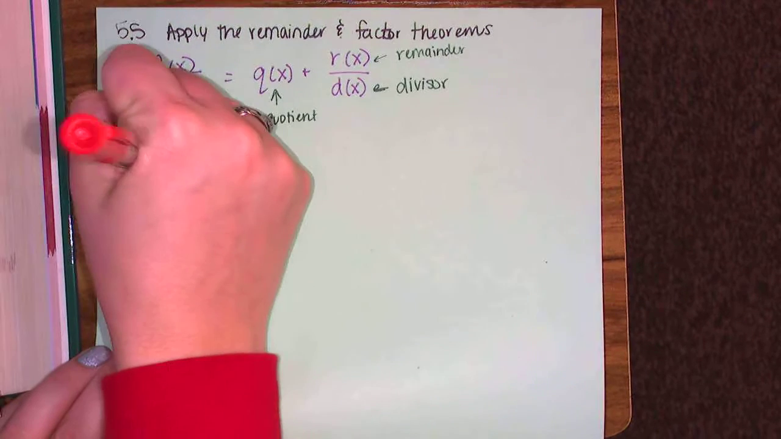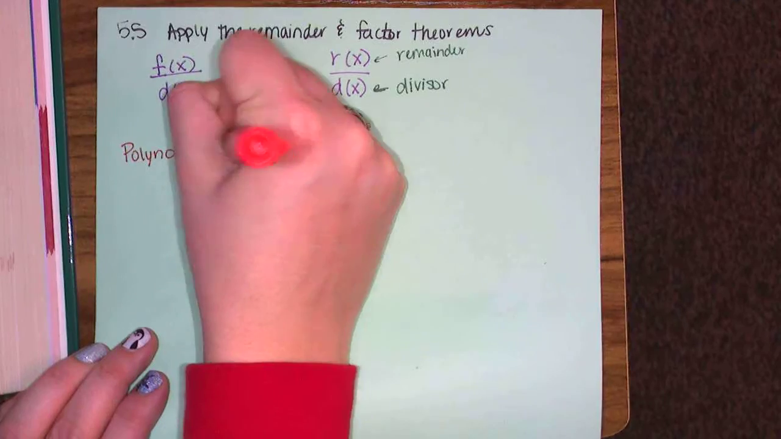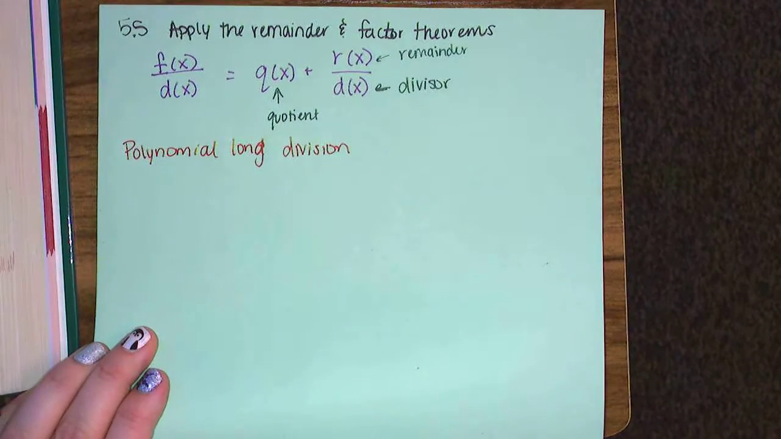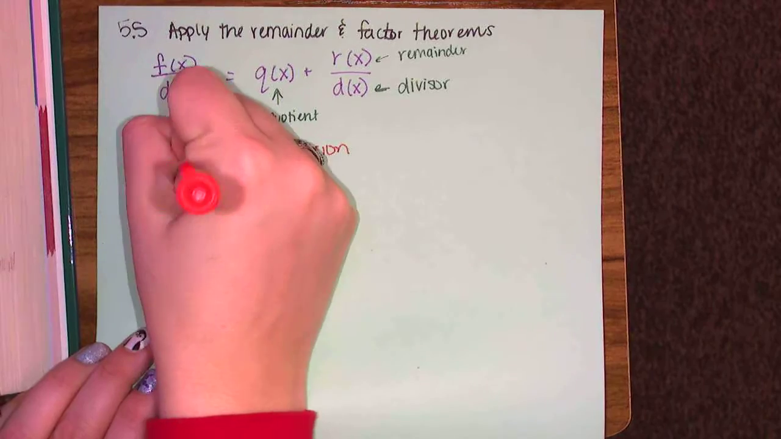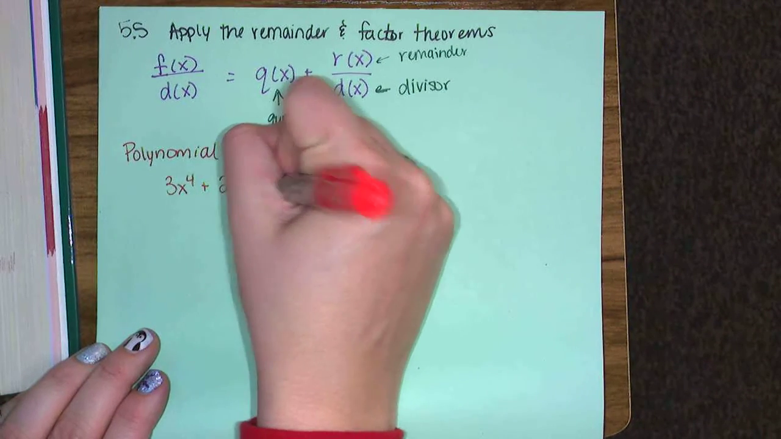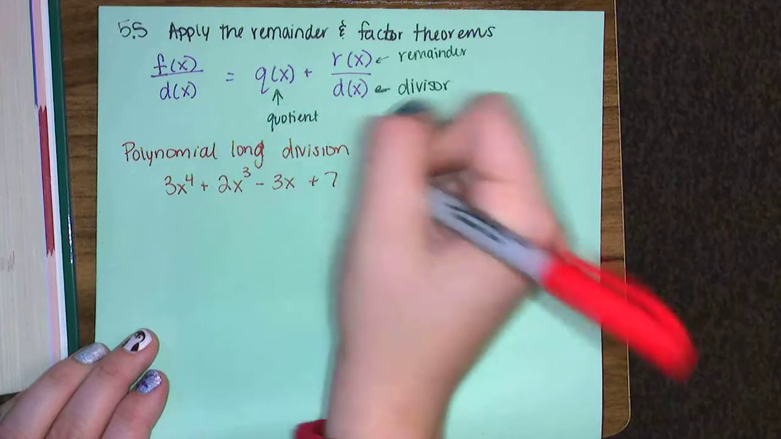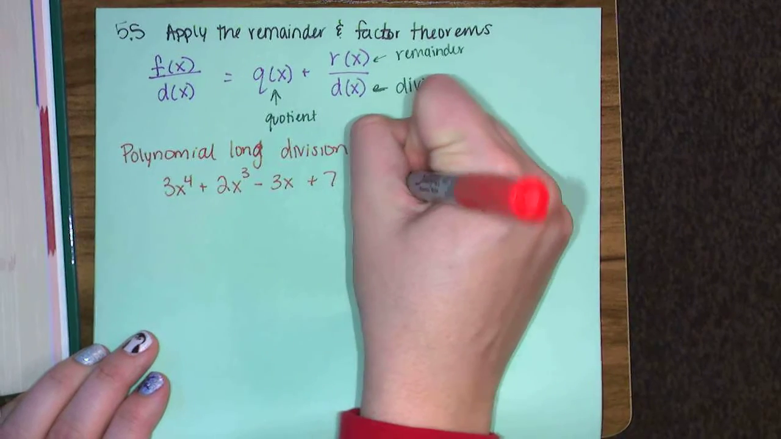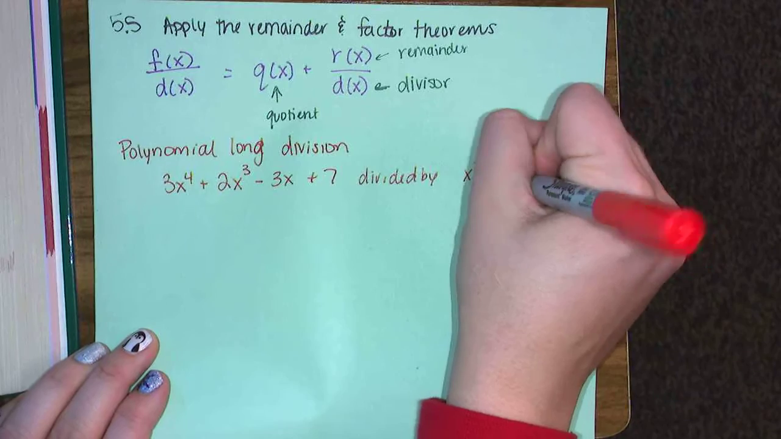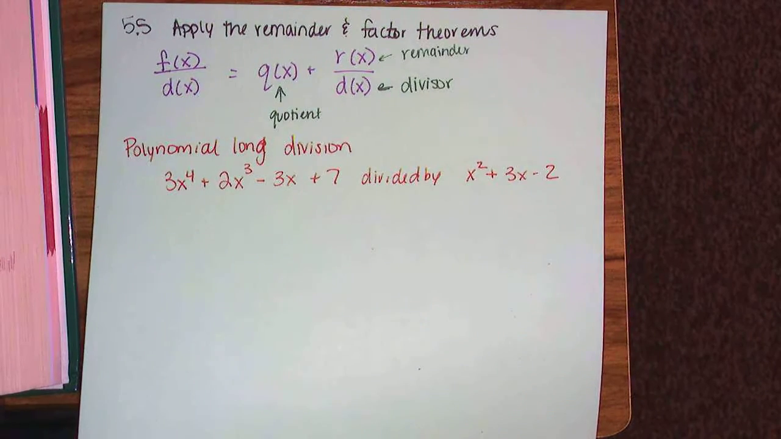So like I said, we'll do polynomial long division. Which is something like 3x to the fourth plus 2x cubed minus 3x plus 7 divided by x squared plus 3x minus 2. Okay, we would actually do that using the long division that you learned in, like, I don't know, 3rd grade or so.